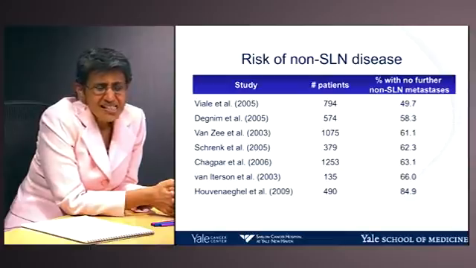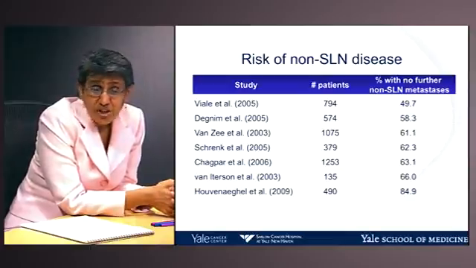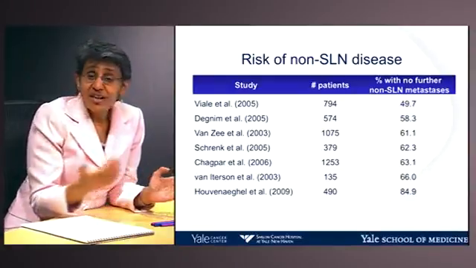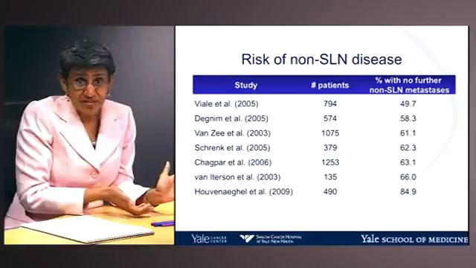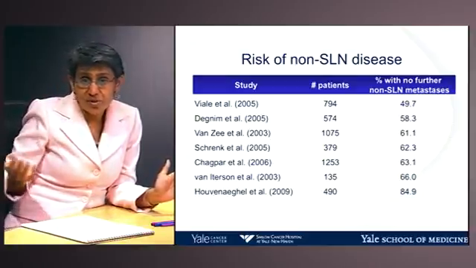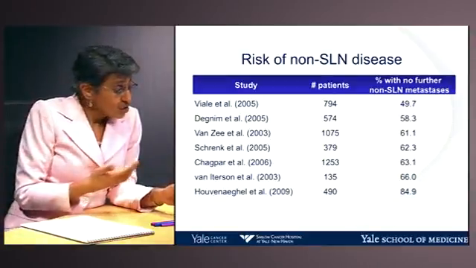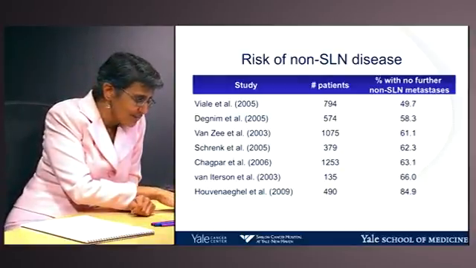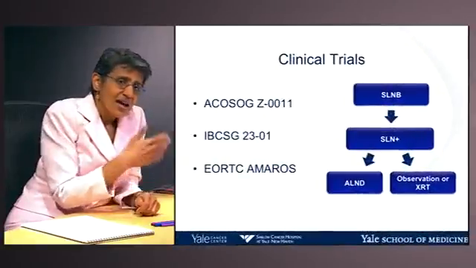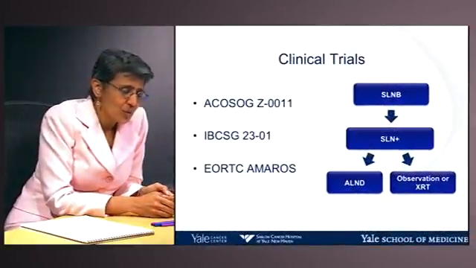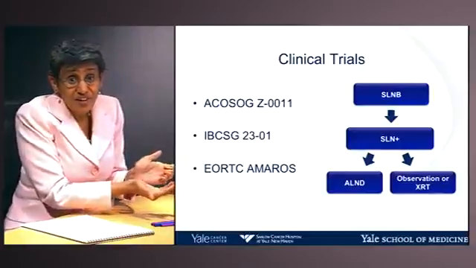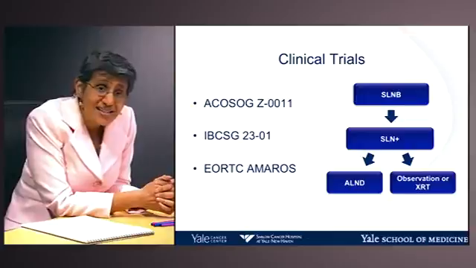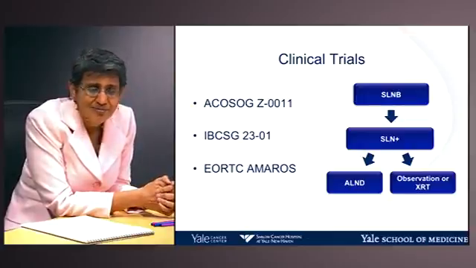So then, is there a way to predict which patients might have other lymph nodes that are involved? Because truthfully, if the only disease is in the sentinel lymph node, then taking out the remaining lymph nodes really does no good. The majority of patients really don't have a lot of disease in non-sentinel lymph nodes. So, a number of clinical trials have asked the question whether we really need to finish an axillary lymph node dissection for every single patient who has a sentinel lymph node that's positive.